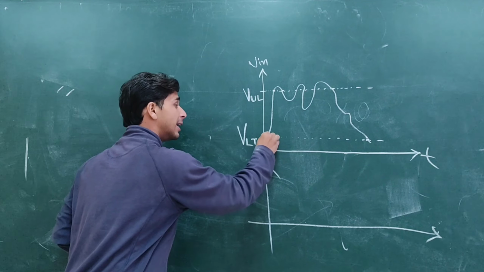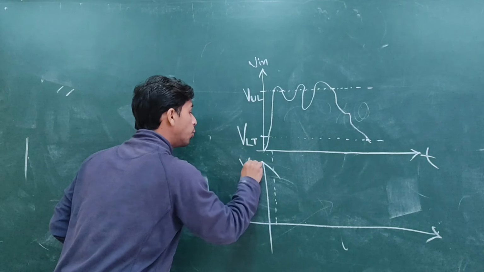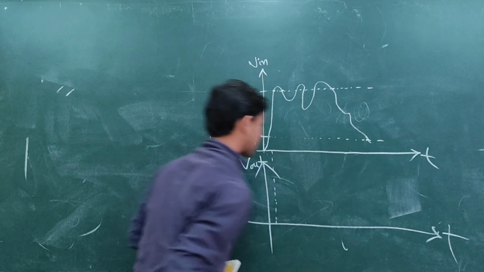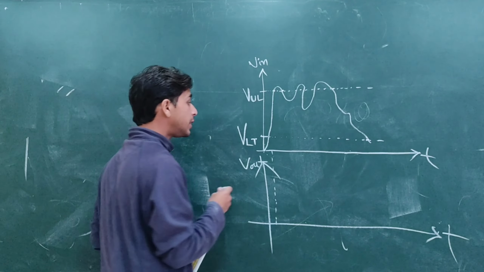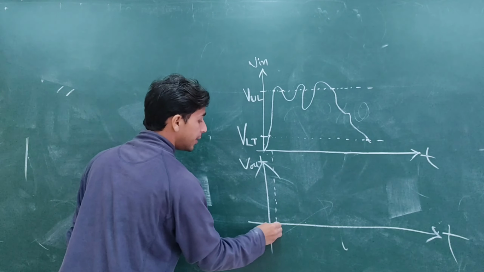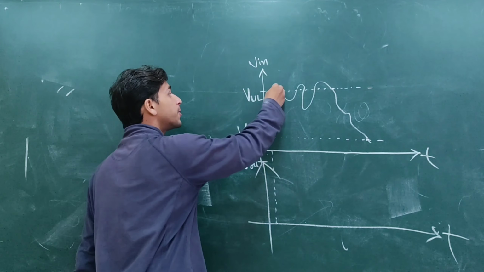We have to take those points into your V out versus time graph, output voltage versus time. So you see this point touches the lower threshold voltage, so I have denoted it by this point, and this point touches the upper threshold voltage, denoted by this point. Similarly, at last this point also touches the lower threshold point, so I have denoted it by this.